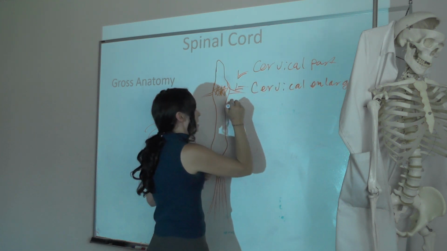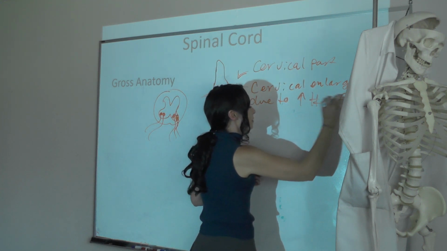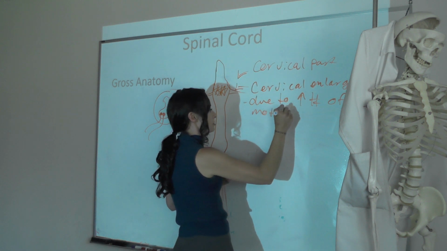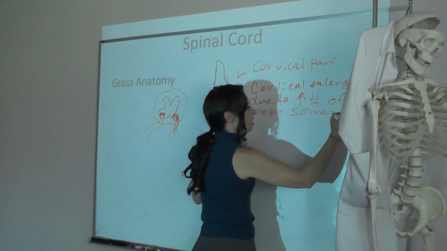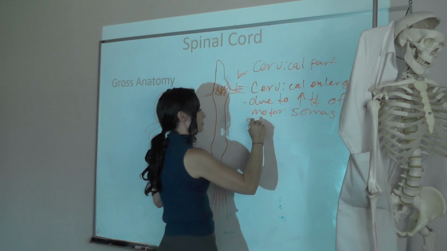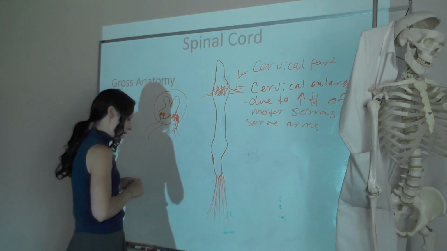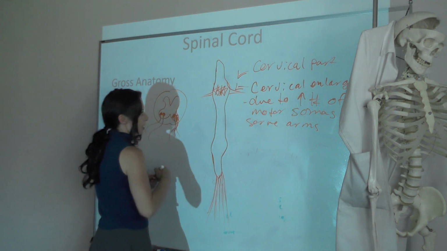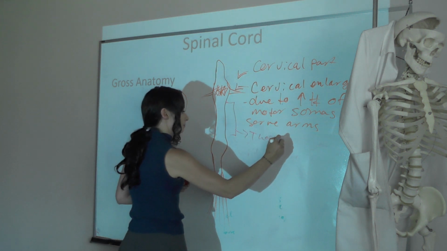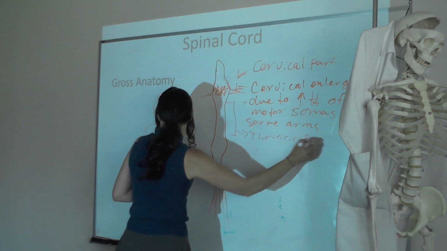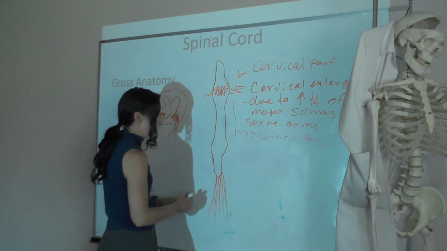And that we could say is due to an increased number of motor neurons, or I should say motor neuron somas, to serve the arms. Okay. And then we have the thoracic part. And then we have the lumbar part.